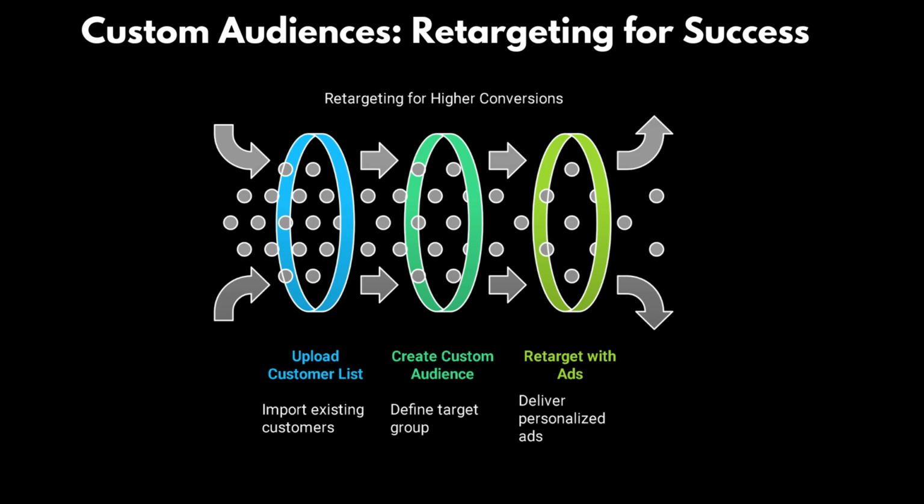Imagine you have a website selling digital marketing courses. By creating a custom audience of users who visited your course landing page but didn't make a purchase, you can retarget them with specific ads that address their concerns or offer discounts.